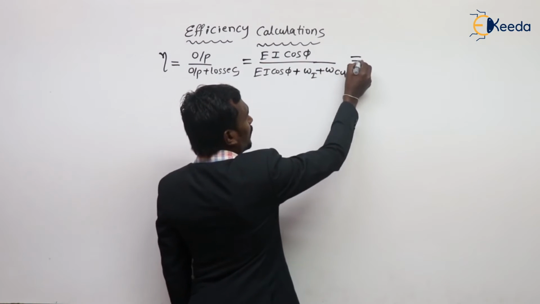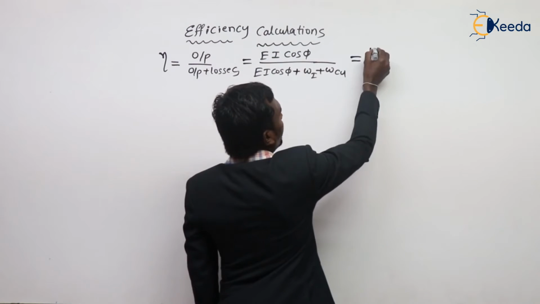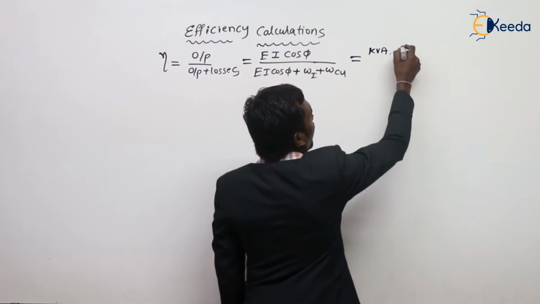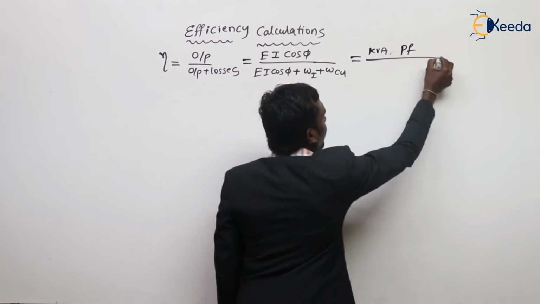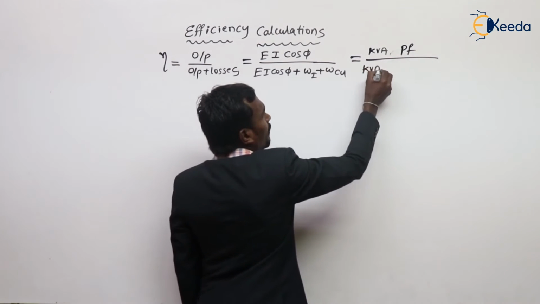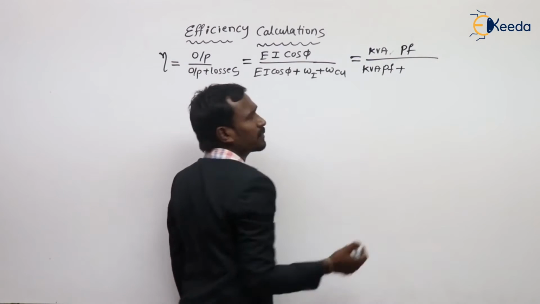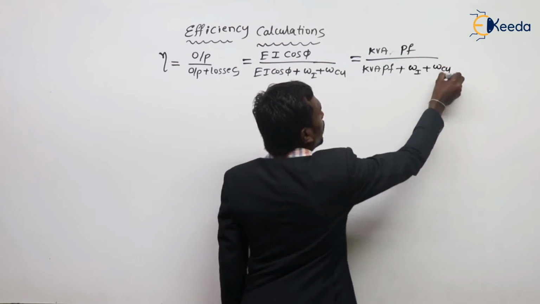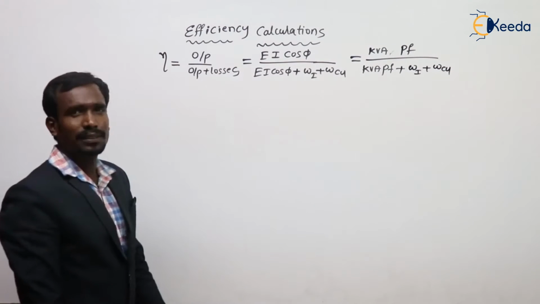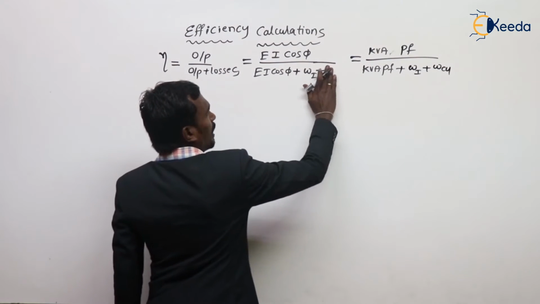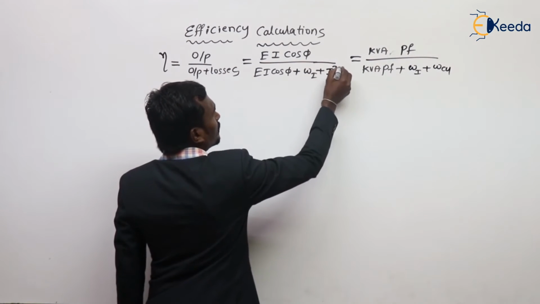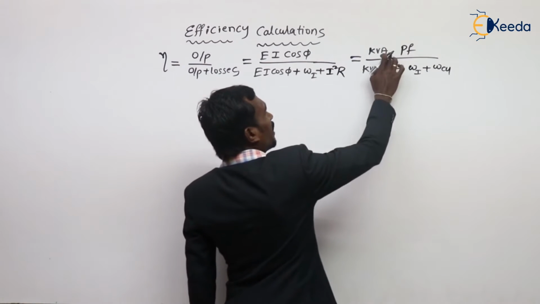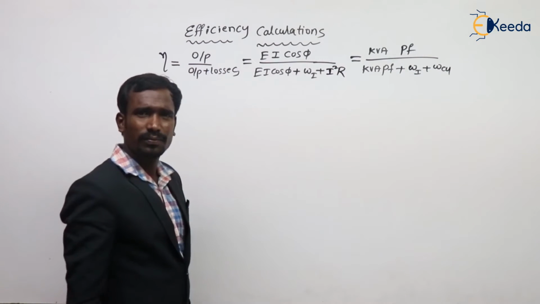Of course, EI is nothing but kVA, and cos phi is nothing but the power factor. So efficiency is kVA into power factor upon kVA into power factor plus iron losses plus copper losses. What are copper losses? Copper losses are nothing but I square R losses. This is the efficiency at full load.